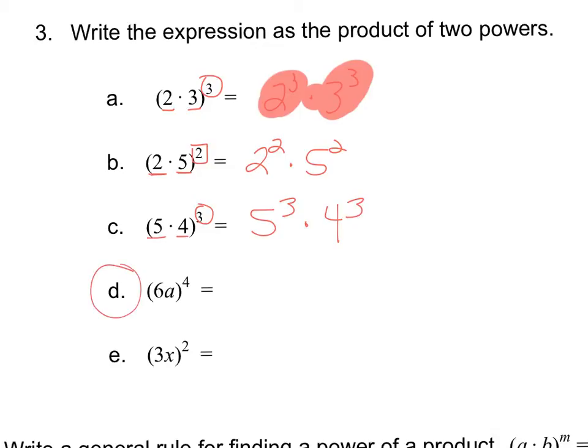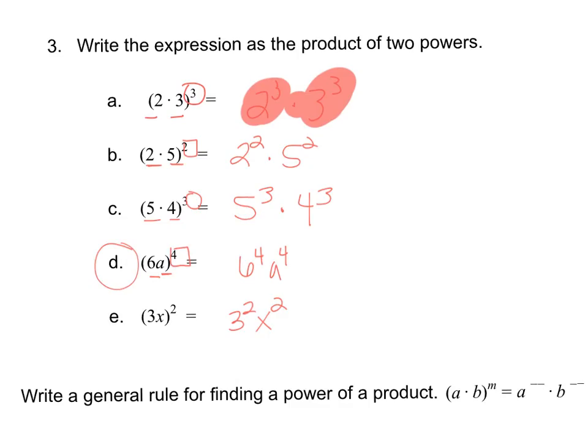For D here, this exponent of 4 is not only being applied to A, but it's also being applied to 6. Every single thing within the parentheses needs to get the exponent applied to them. So our base of 6 is going to get an exponent of 4, and our base of A is going to get an exponent of 4. So that would be the product of 2 powers. Same thing goes with E. 3 is our base with an exponent of 2, and x is our base with an exponent of 2.